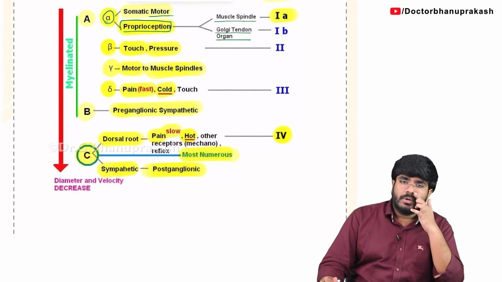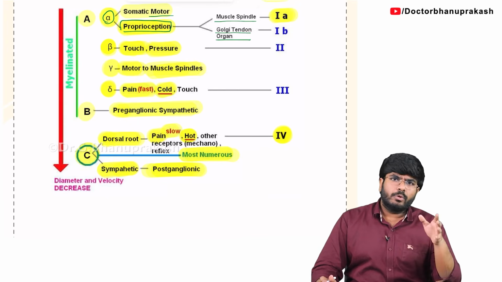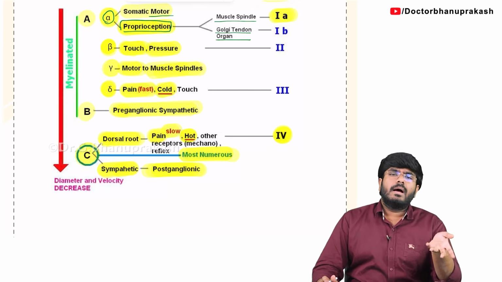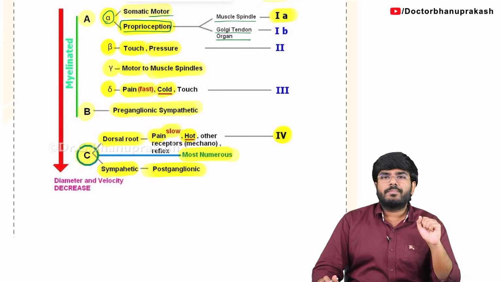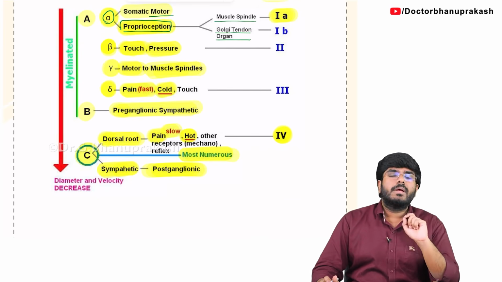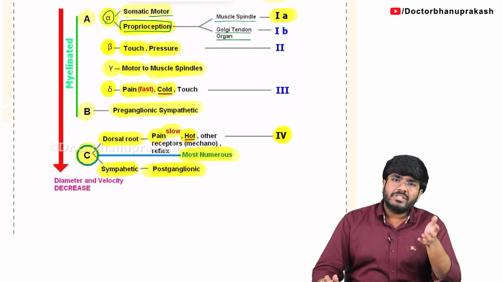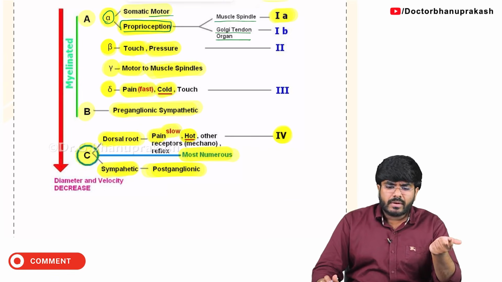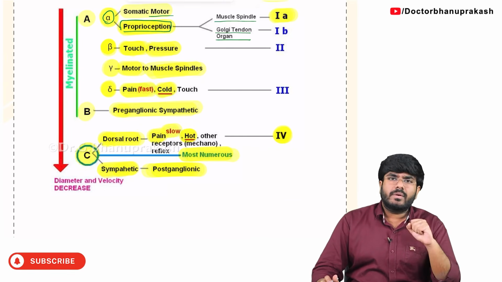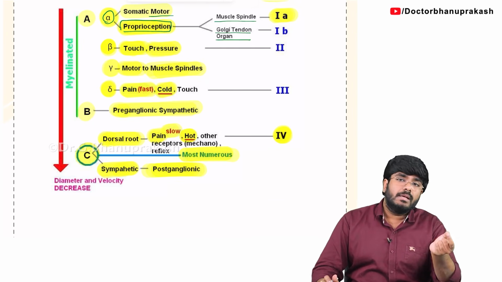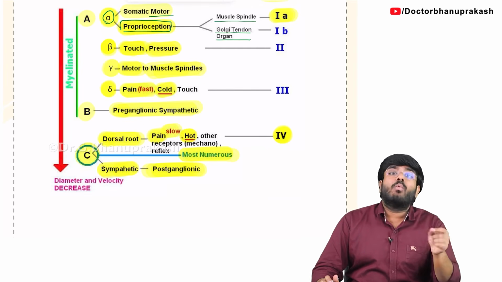What are the things that you should know? In the exams they will ask you, which neuron is going to carry the touch sensation? A beta fiber. The neuron which is going to carry hot sensation, C type of fiber. Fast pain is carried by A delta fiber. Highly myelinated fibers, A fibers. Which fiber is going to cause the contraction of the extrafusal fibers? The contraction of extrafusal fibers is A alpha. Contraction of the intrafusal fibers, A gamma. What about the sensory neurons from the muscle spindle? The sensory neurons from the muscle spindle are 1A, and the sensory neurons from the Golgi tendon organs are 1B.